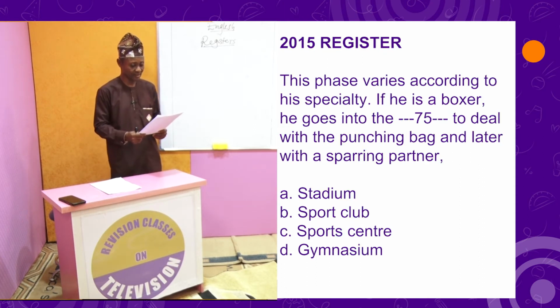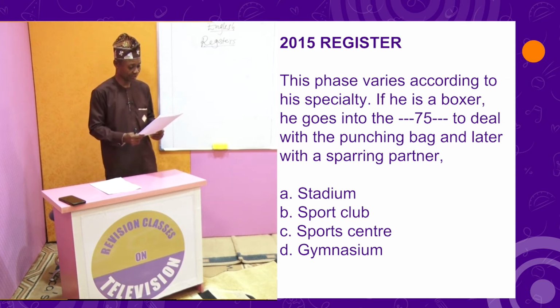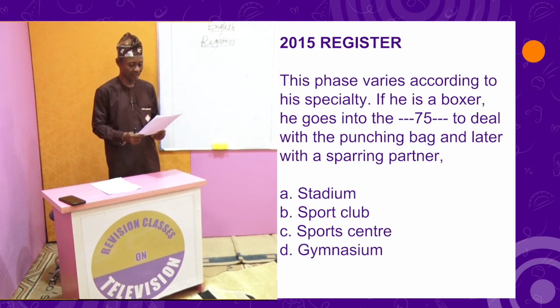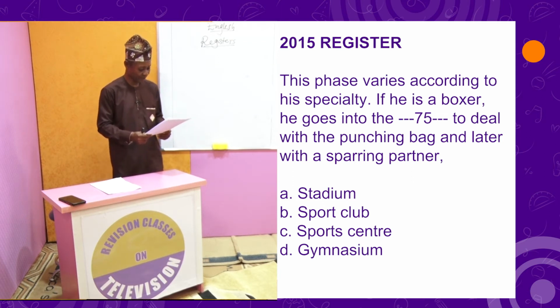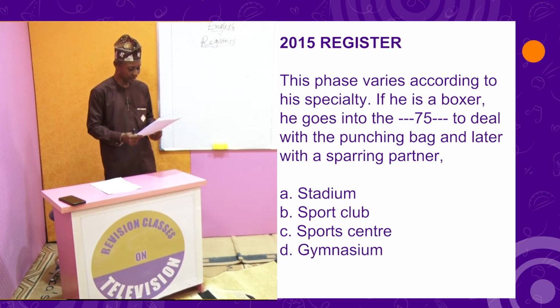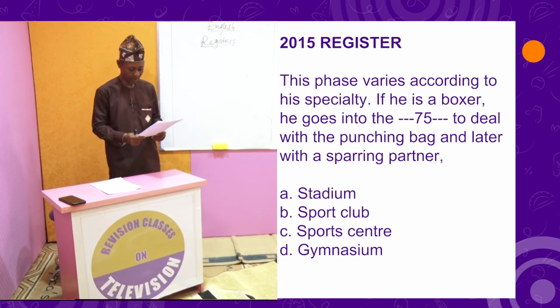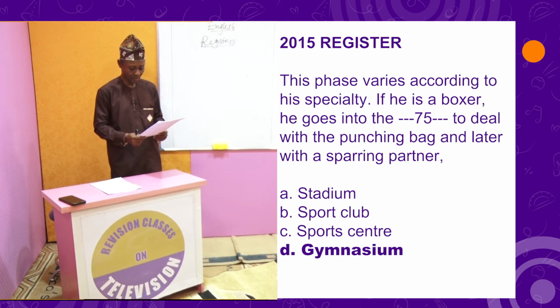This phase varies according to his specialty. If he is a boxer, he goes into the dash to deal with the punching bag. The gap is 75, and the options are A, stadium. B, sport club. C, sports center. D, gymnasium. Option D, which is gymnasium, is the appropriate answer to that question.